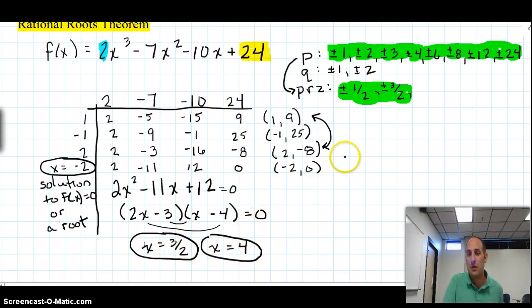Go back to this real quick. We said that there would be a solution or a 0 somewhere between 1 and 2, and you'll notice that there was one at 1.5. So it went from 9 to -8. It had to go through 0 to get there, and that happened when x equals 1.5. So that's one example of the rational roots theorem that you guys are going to be applying in class.